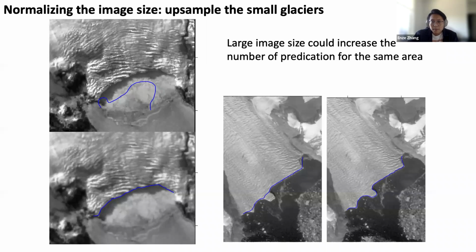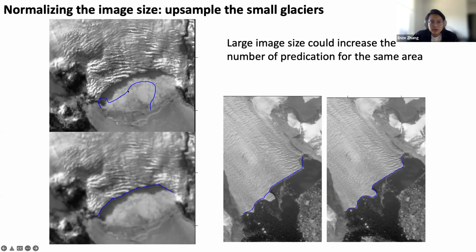And also before we input the image into the network, we split the image into small patches with overlaps. Those overlaps make the network make multiple predictions for the same place, and therefore it can generate more robust results. So if we upsample the small glaciers into larger ones, it means that we can make more predictions for the small glaciers, making their results more robust. So that's why, by normalizing the image size, we need to upsample the small glaciers, but not downsample the large glaciers.